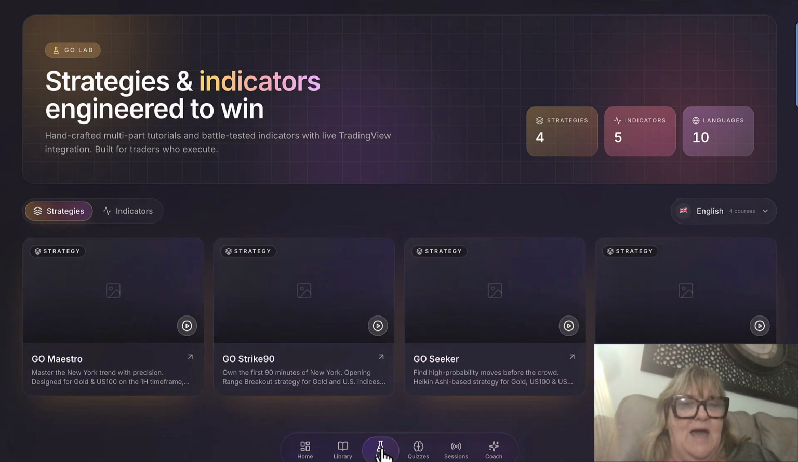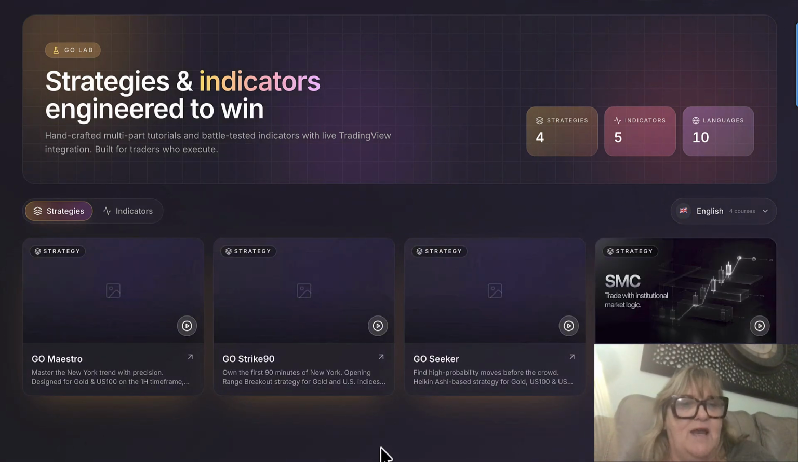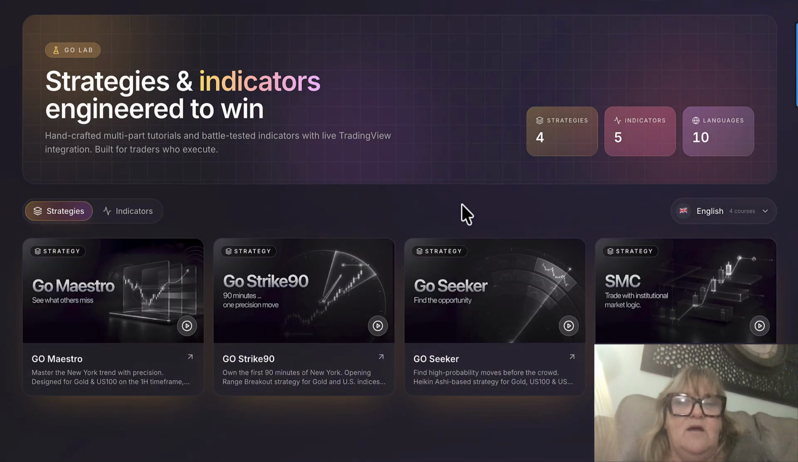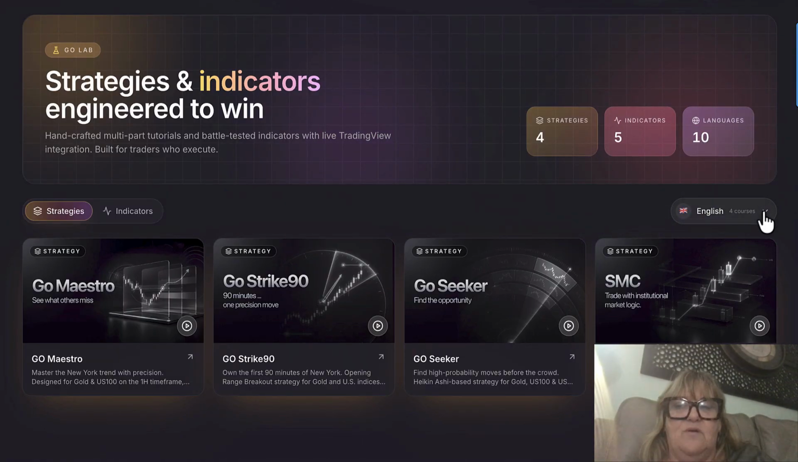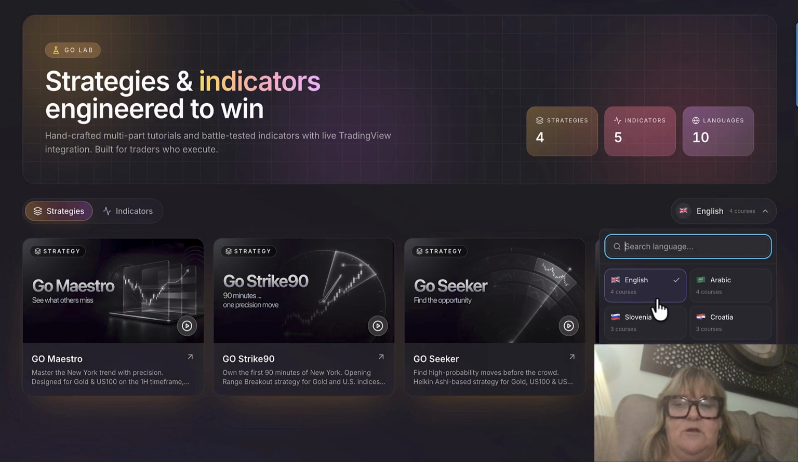And then you can go to the lab, and the lab shows you all of our strategies and indicators. We have 4 strategies and 5 indicators, and you could choose what language you want. Arabic, Slovenian, Hungarian, Romanian, Spanish, Turkish, Swedish.